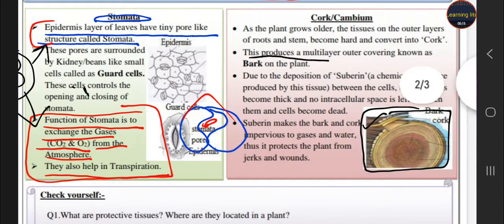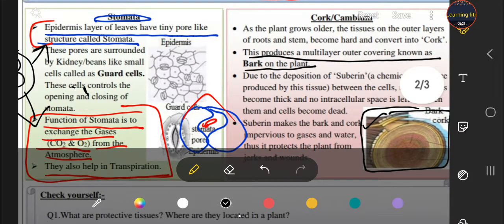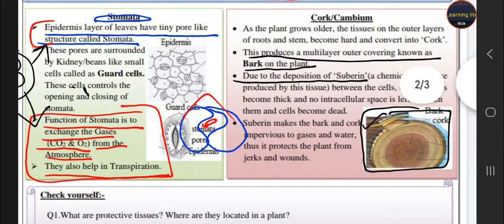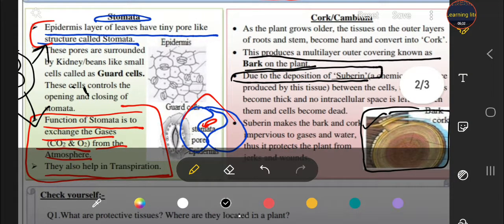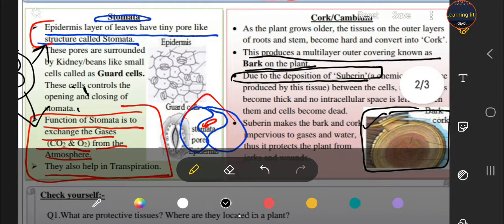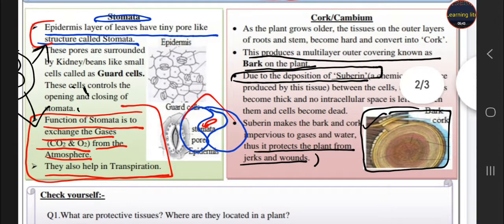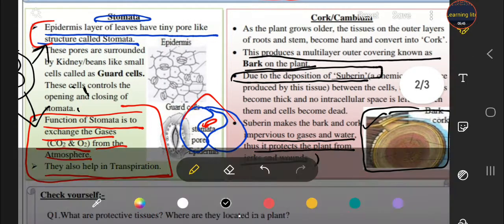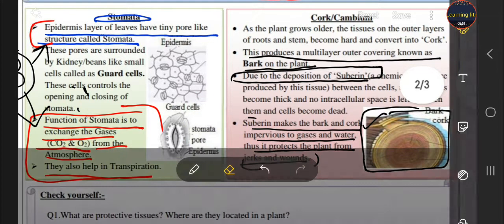and this produces the multi-layer outer covering, that is bark, and it is very sticky and hard. Why is it hard? Due to the deposition of suberin. So due to the suberin, that is a chemical produced by the tissue, it makes our bark very hard and dead. And what is the function of that bark? It protects the plant from jerks and wounds. It is impervious to gases and water. So it removes the effect of the gas and the water, and it protects the plant from the jerks and wounds.